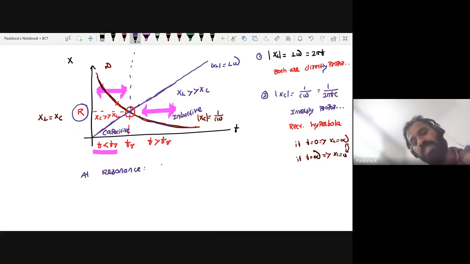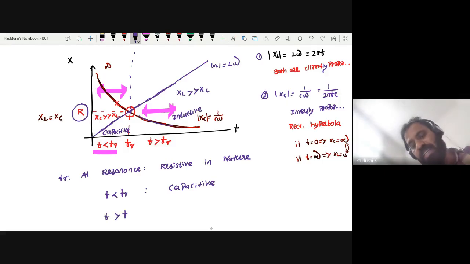At resonance, resistive in nature. Even though R, L and C are present, at resonance, at FR, the circuit behaves like a resistor. Frequency less than resonance frequency, it acts as capacitive, so capacitive in nature, the capacitor dominates. F greater than FR, inductive in nature.